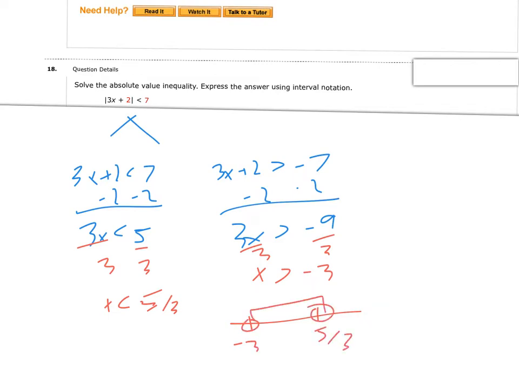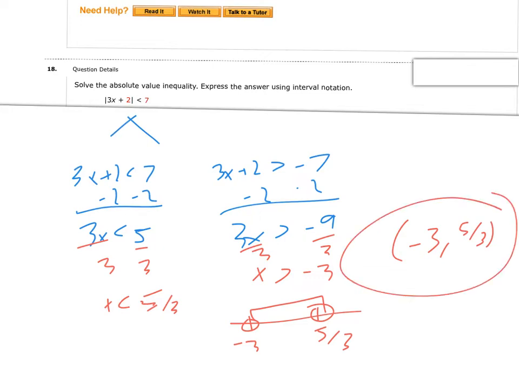And I see that they're meeting in the middle because it's greater than the -3 but less than 5 over 3. So this one's just going to be -3 to 5 over 3. Sometimes they do this, they meet in the middle. Sometimes they shoot to the outsides.